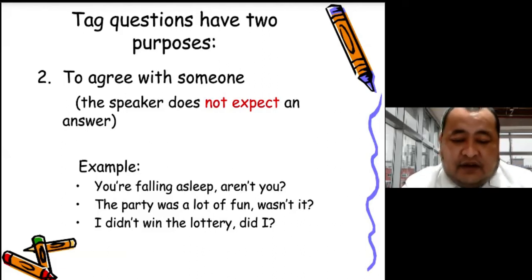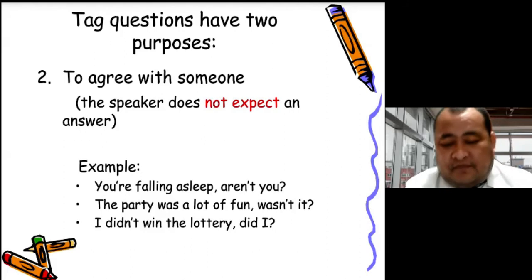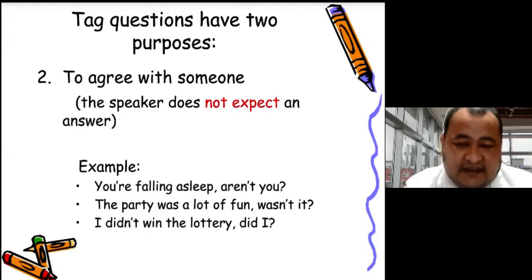The party was a lot of fun, wasn't it? So wasn't it is the tag question, just to agree that the party was a lot of fun. Everybody enjoys the party, and I can see clearly that everyone enjoys the party. So just to agree, the party was a lot of fun, wasn't it? Wasn't it is the tag question.